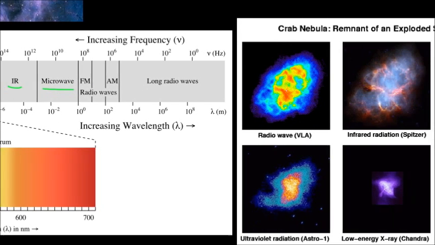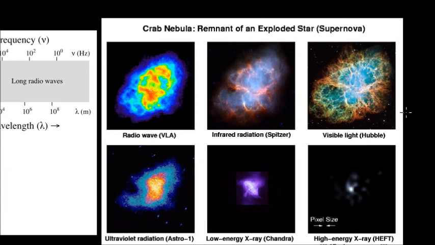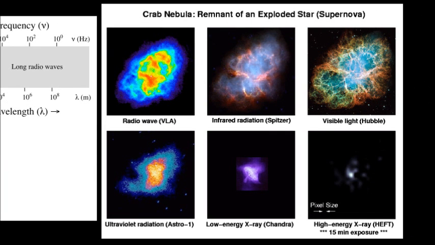And if we look at the same objects in different parts of the spectrum, we can learn much more about that object. For example, this object here is the Crab Nebula. I got these images off of Wikipedia. This is the Crab Nebula as viewed by the Hubble Space Telescope, which you may have heard of before. And it sees the visible light that is coming off of this nebula, this remnant of an exploded star.